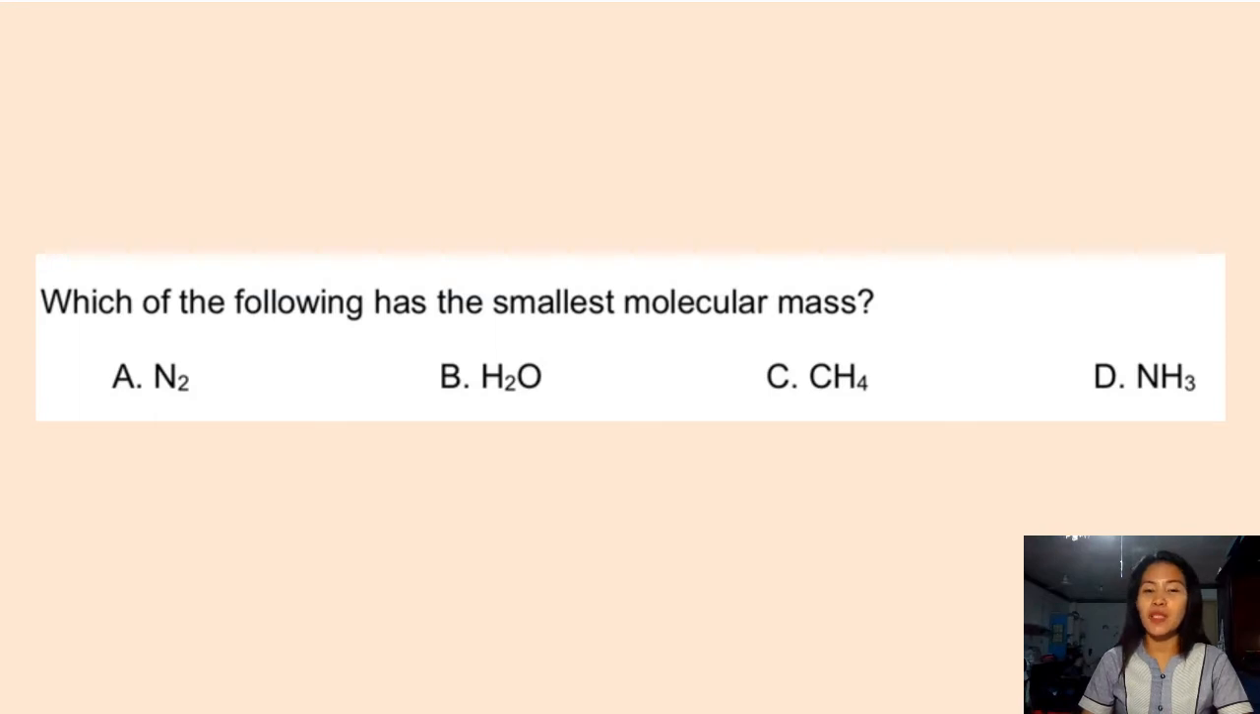Which of the following has the smallest molecular mass? A. N2 or nitrogen gas. B. H2O or water, C, CH4 or methane, or D, NH3 or ammonia. I know this is difficult. Maybe you're not familiar with other substances, but just make your wild guess. And if you guess it's letter C, then you're correct. CH4 or methane has the smallest molecular mass.